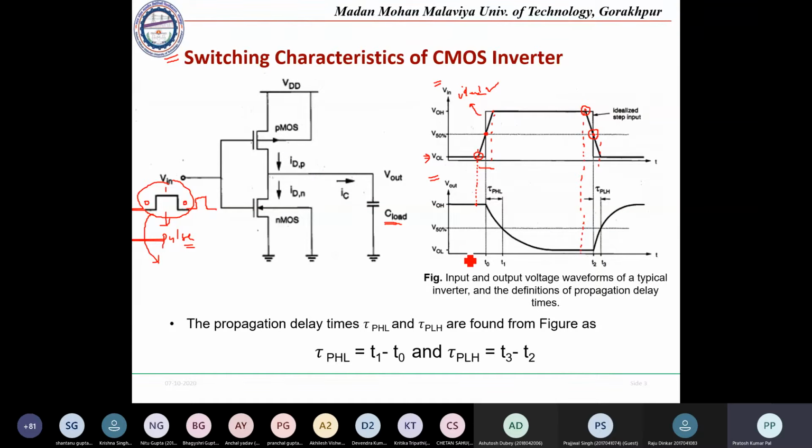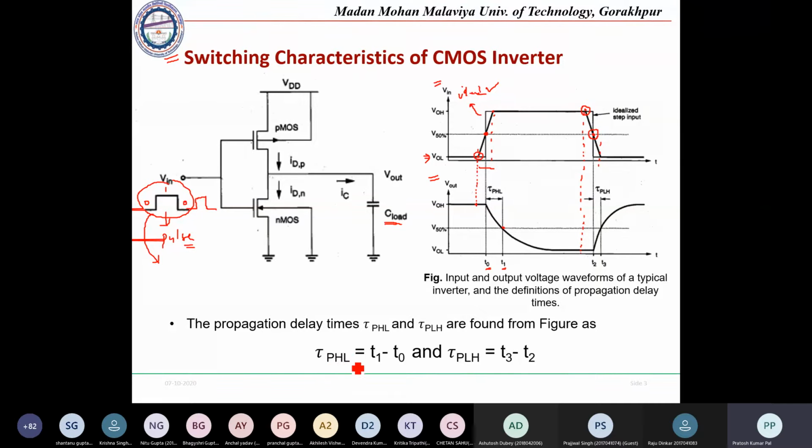So there are some terms we will be considering. Suppose this is the point at which the input has reached 50%. It is represented by T0. And again, once it is high and going to 0, the time at which the output has reached 50% is represented by T1. Then T1 minus T0 will be considered as tau PHL.